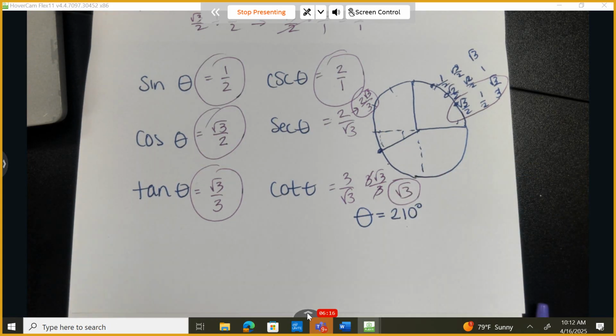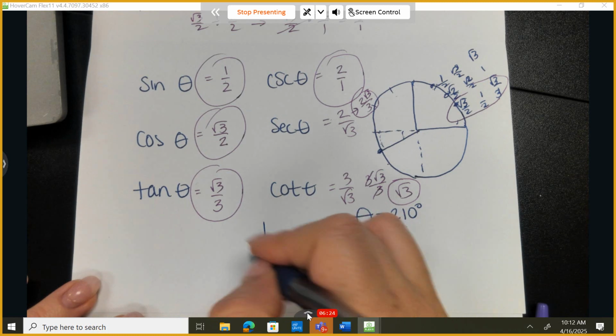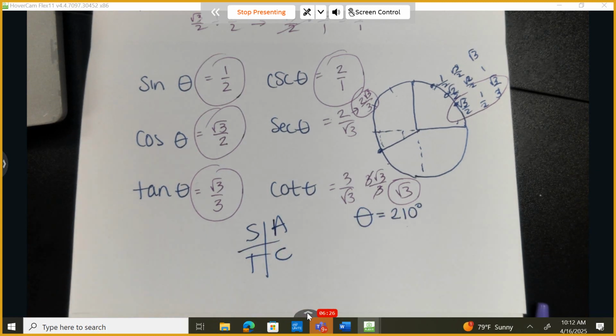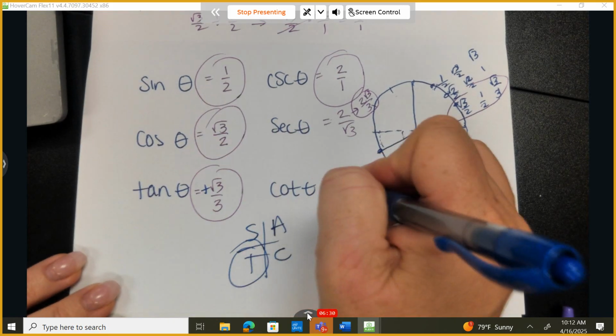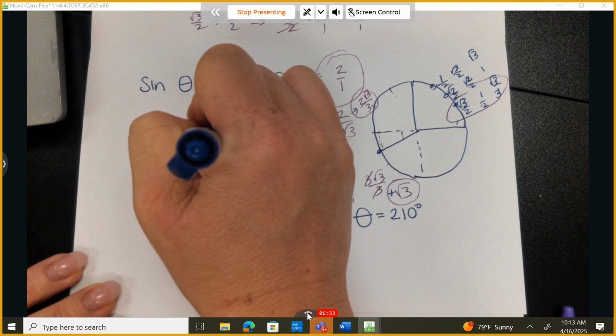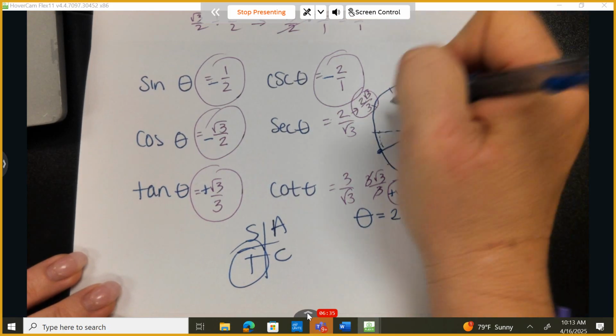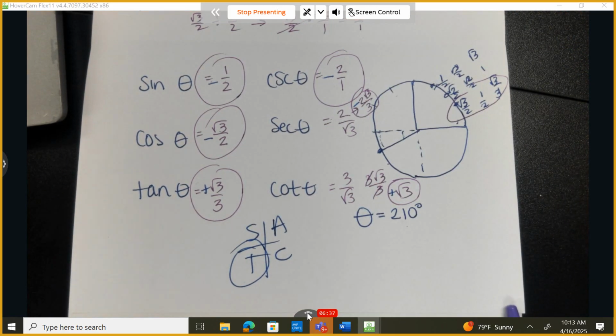Raise your hand when you know why I'm not getting this problem right. Okay, Camila, why? All-star trig class. What does the T mean? Tangent and its reciprocal are positive. Everything else gets one negative placed inside of that circle. Thumbs up, thumbs down. It's as simple as that.